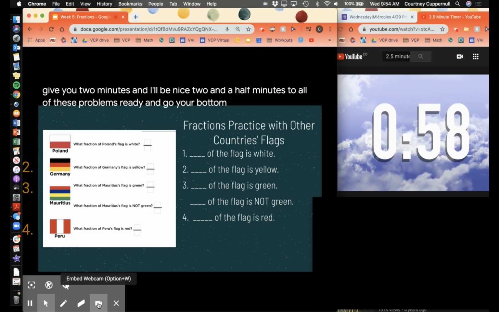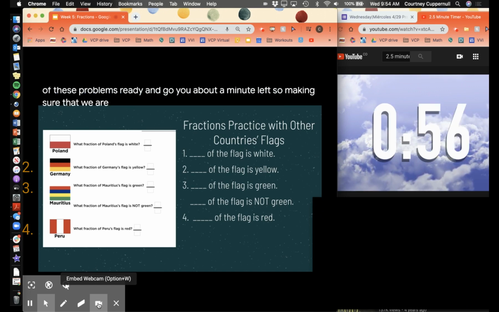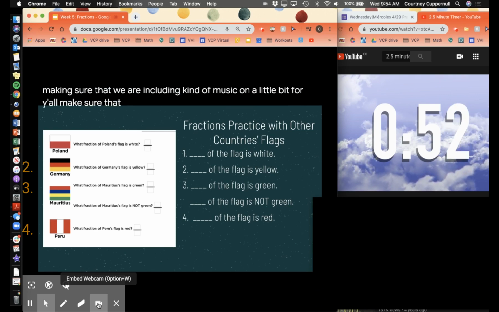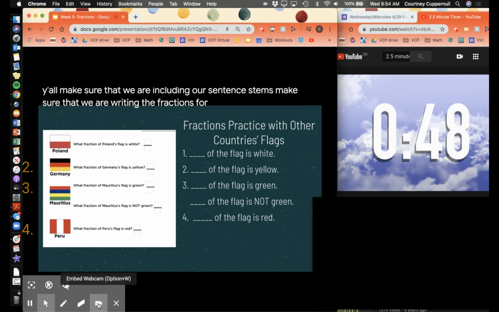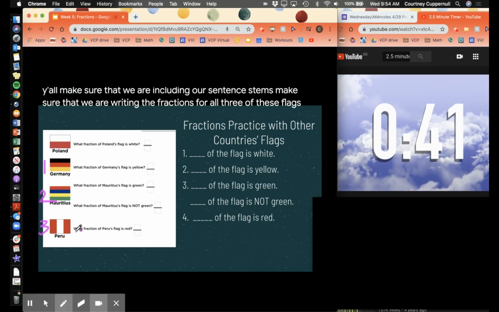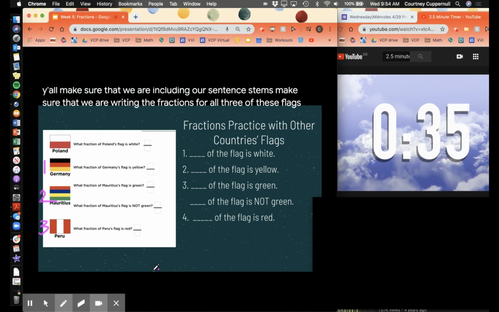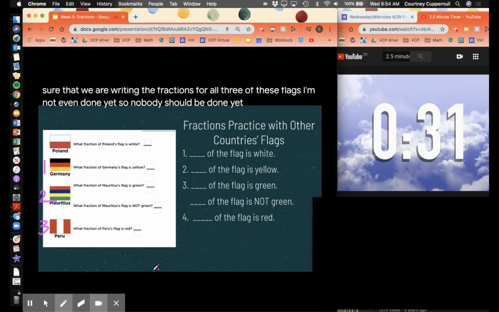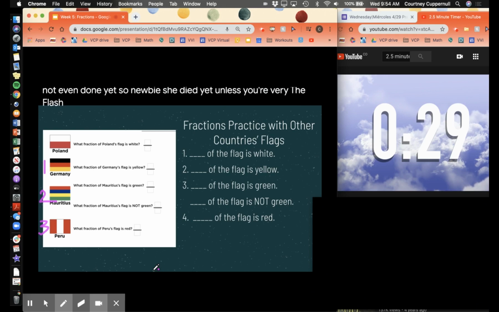You have about a minute left, so making sure that we are including, turn the music down a little bit for y'all. Make sure that we are including our sentence stems. Make sure that we are writing the fractions for all 3 of these flags. I'm not even done yet, so nobody should be done yet unless you're Barry the Flash Allen at writing.